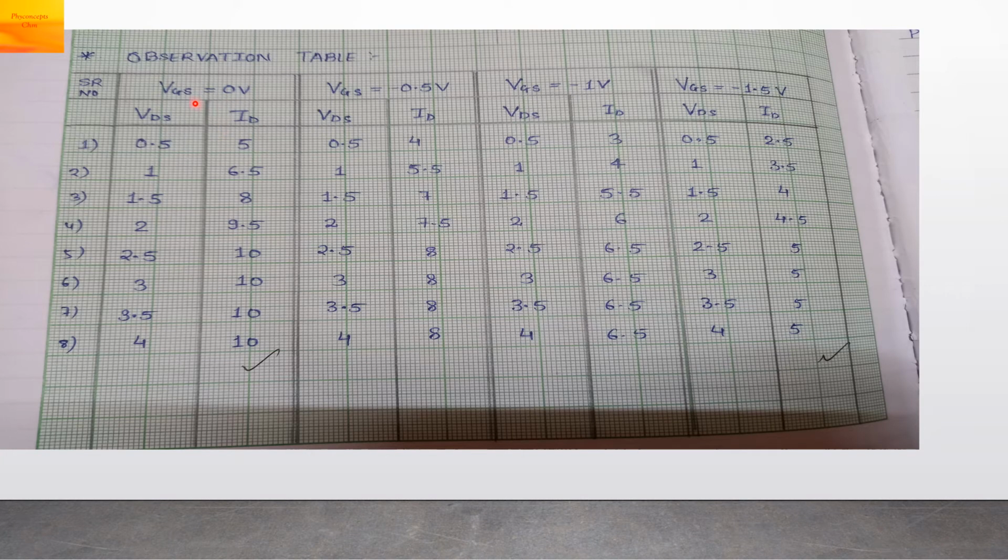So this way we take the readings. We keep VGS equal to 0 volt and vary VDS by 0.5 and note down the current till it becomes constant. Here the current has become constant at 10 milliamperes.